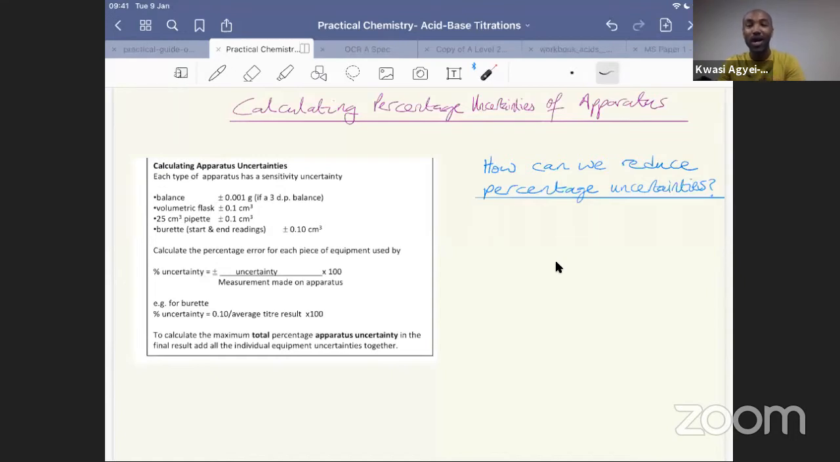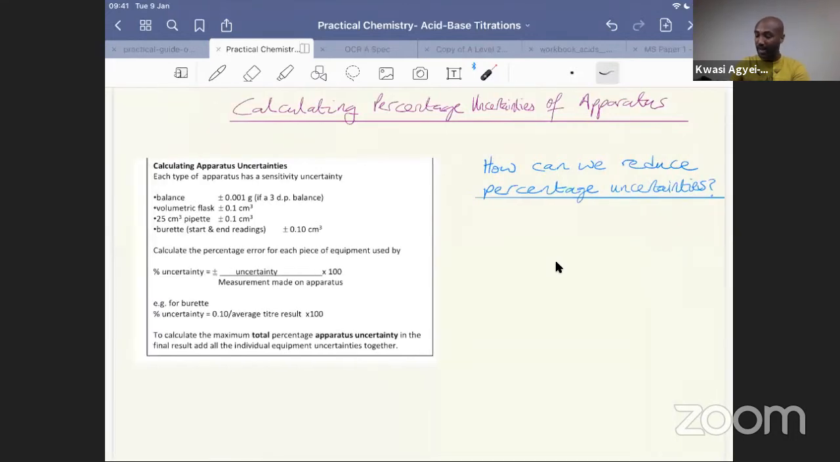So for instance, if your titration is 99% accurate, because you're within about 1% of the actual answer, then you compare that to the total percentage uncertainties, then you can analyze your results in that quantitative way. Okay, so let's look at this point.